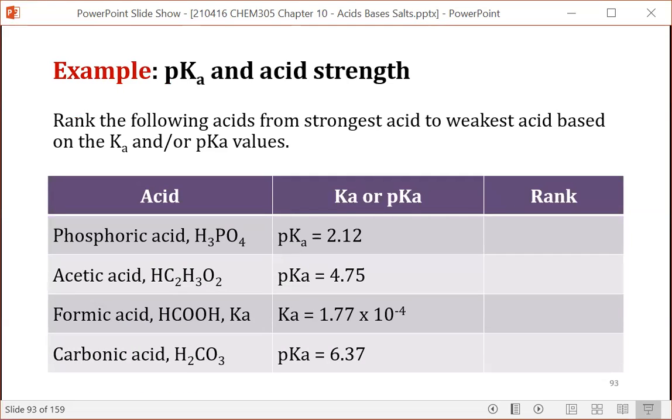Let's do another one. Let's use the Ka or pKa values, depending which one's given, to be able to rank these acids from strongest to weakest. So let's say the strongest acid is going to be number 1 and the weakest acid is going to be number 4. If we start with the first one in the list, phosphoric acid, the pKa is 2.12.